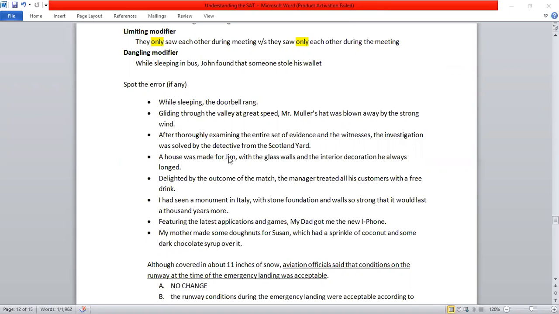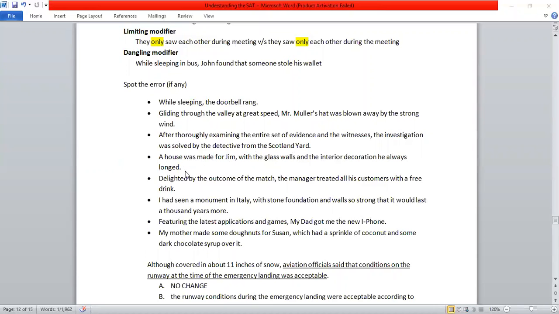So you need to correct it by saying a house with the glass walls and the interior decoration that Jim always longed for was made for him. There can be multiple ways of correcting it, but this is one of the ways.